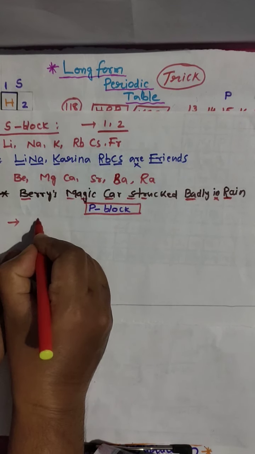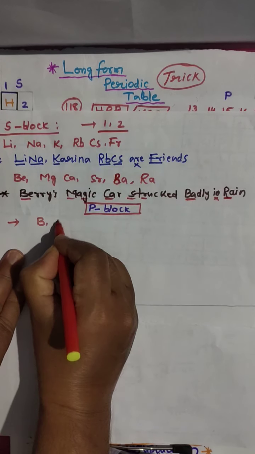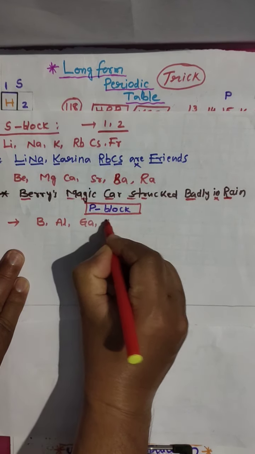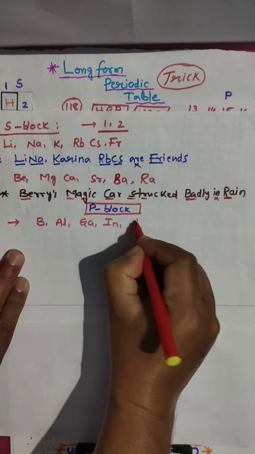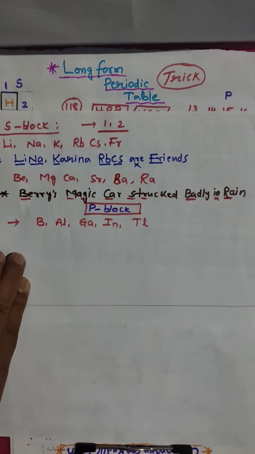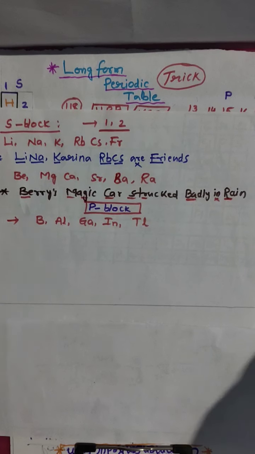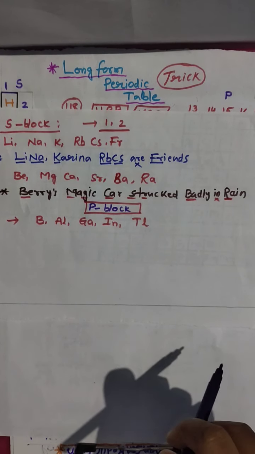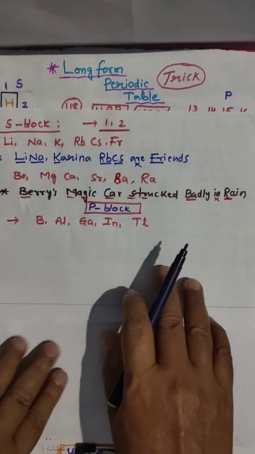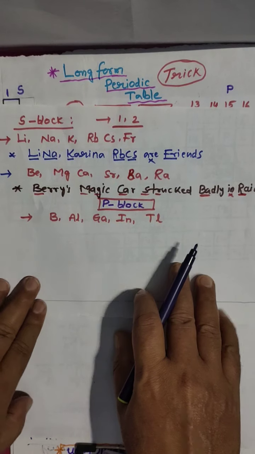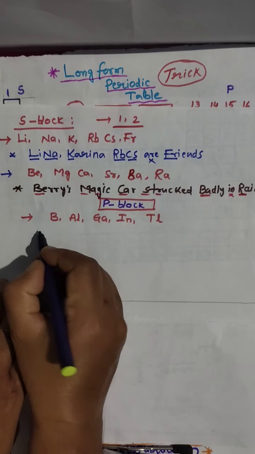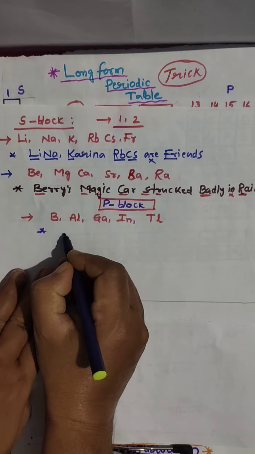That is boron, aluminium, gallium, indium, thallium. These are the elements we have: boron, aluminium, gallium, indium, thallium. See, you can remember it with a trick.